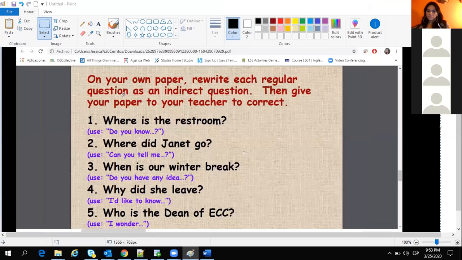Yes, okay. The number one is, where is the restroom? This is the direct question. And we need to write these sentences in indirect question. And use do you know, for example, do you know where the restroom is? Excellent, David, very good, well done. Okay, and Selena, could you say the second one? Excellent, David, you're using indirect question, could you? Very good.